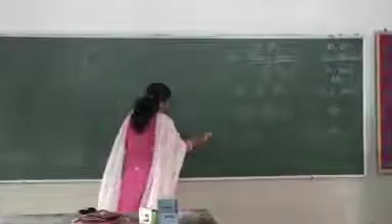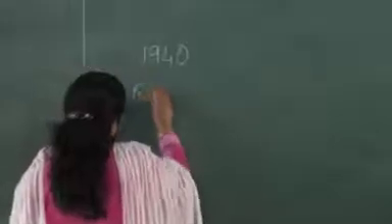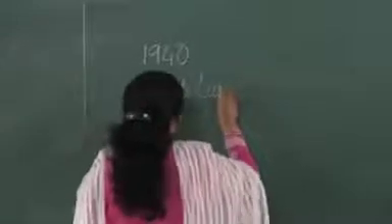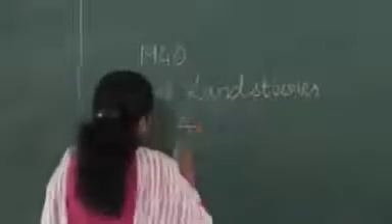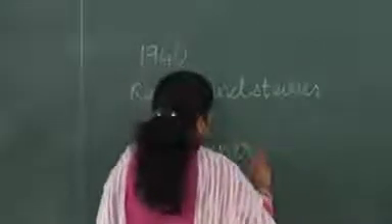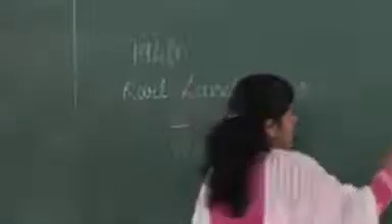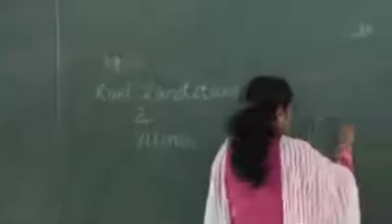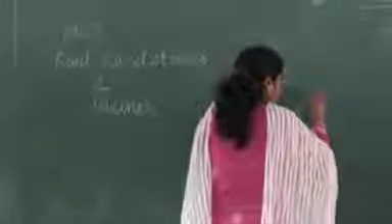In 1940, he discovered that there is another factor present. Karl Landsteiner and Wiener, these were the two scientists who discovered that apart from blood group A and blood group B, there is one more protein present.